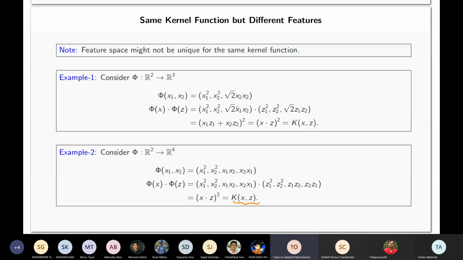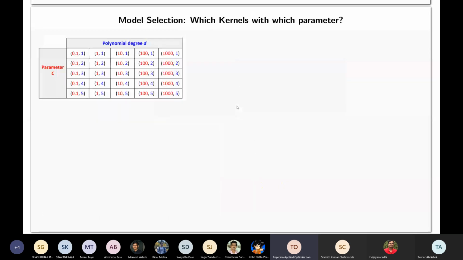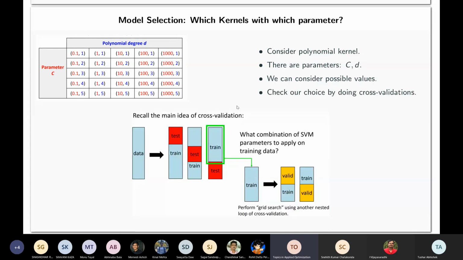So this can be done. And which kernel with which parameter, these are hyperparameters. I'm not going into detail of all this. First of all, they are hyperparameters. So which kernel to choose, and what is the value of C and so on, these are all hyperparameters. You can do cross validation to check which model suits you.